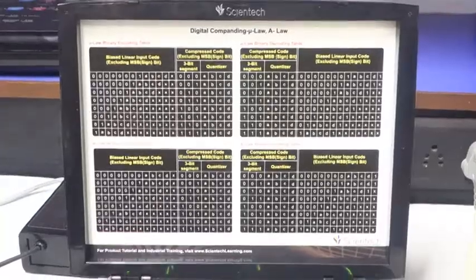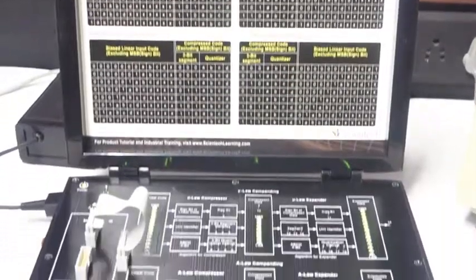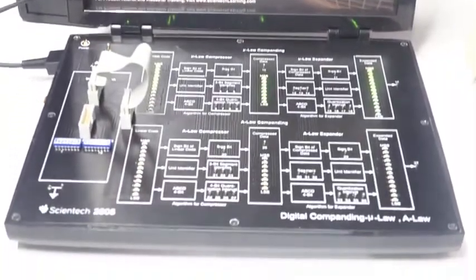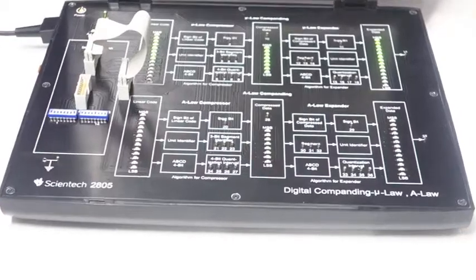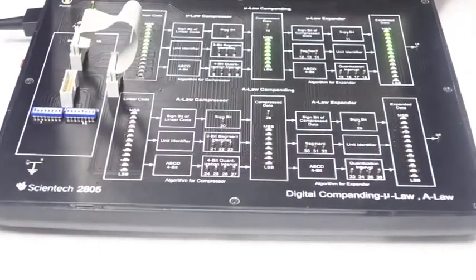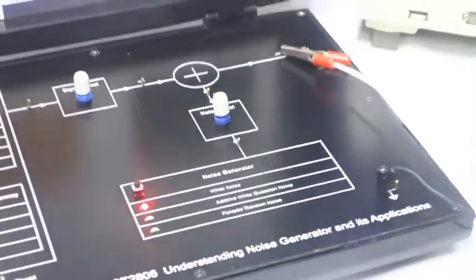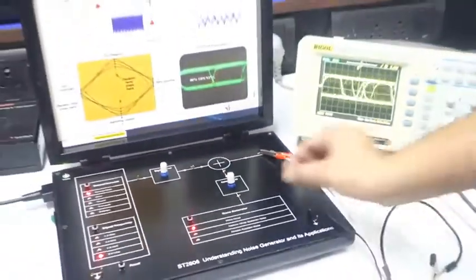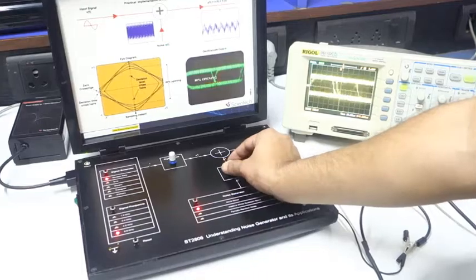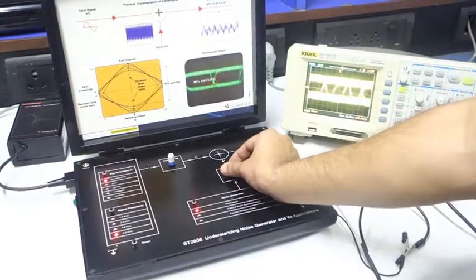Scientech 2805, a unique TechBook from Scientech, which covers digital companding techniques such as mu law and A law. Scientech TechBook 2806 provides extensive learning of noise generation and SNR study using eye pattern.